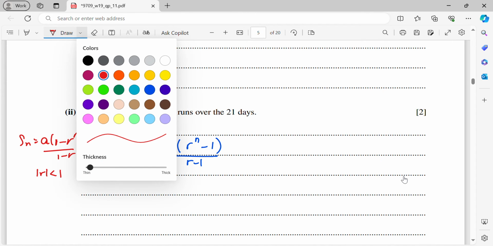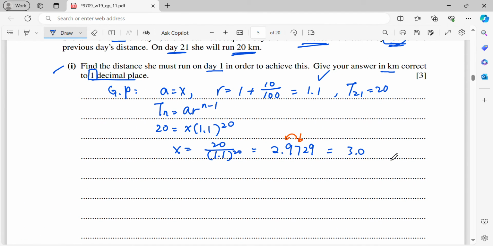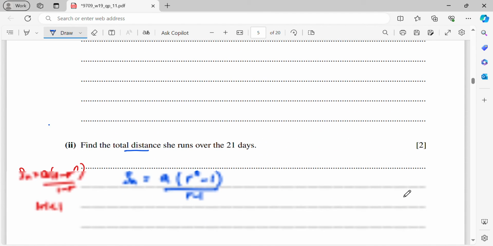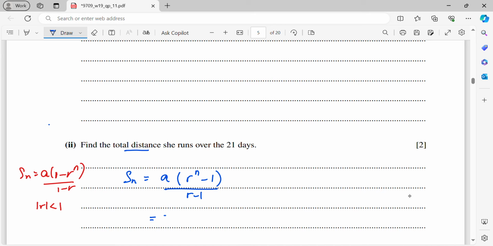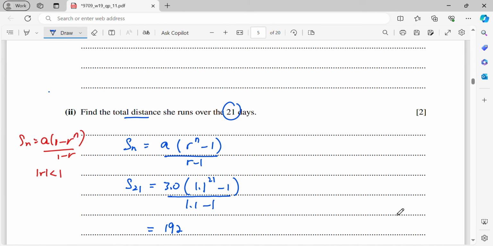Okay, so now from here, I will just replace the a. Just now I have found 3.0, so you just replace 3.0. Then r is 1.1, 21 days, so S21 is 3.0 times 1.1 to the power 21 minus 1 over 1.1 minus 1. And then here you will be getting 192. So done for part 2 of question 4.